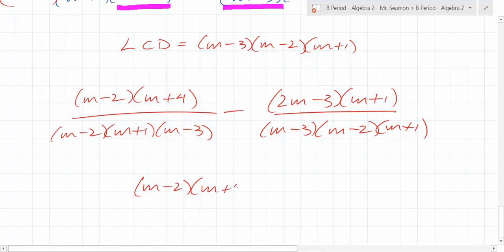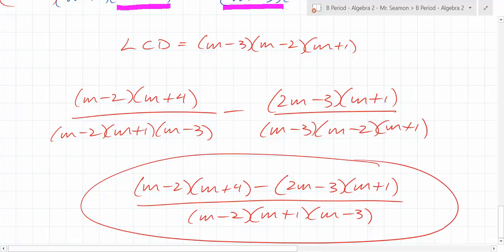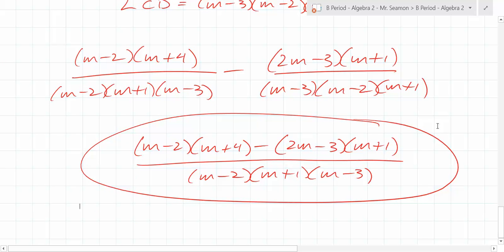M minus 2 times m plus 4 minus 2m minus 3 times m plus 1 all over what? M minus 2, m plus 1, m minus 3. Now, how many fractions do you see? This is just one fraction, right? It's uglier, but is it just one fraction? Yes. Now, theoretically, could we multiply out the top and simplify maybe? Yeah. For now, we're just pausing here.